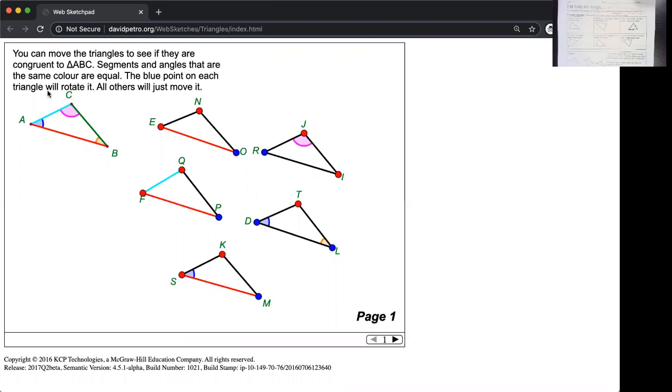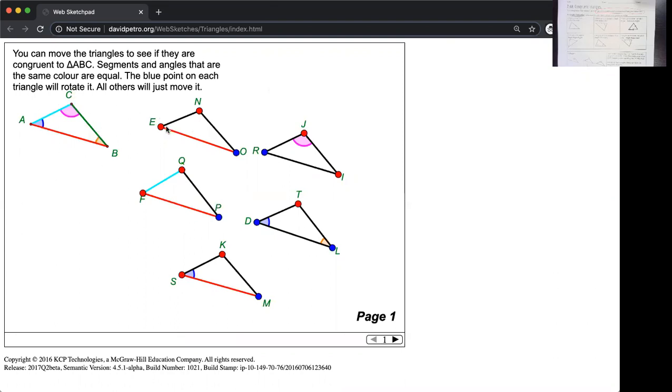In page 1, we have triangle ABC right here. And each of the sides is marked with a certain color. Each of the angles is marked with a different color as well. Here are 5 triangles. Each of these 5 triangles has 1 or 2 parts that match, that are congruent to the parts in triangle ABC.